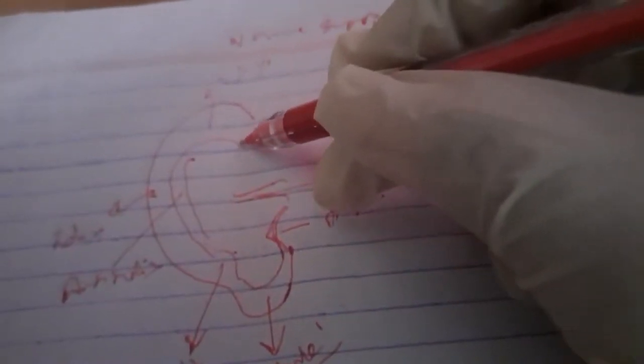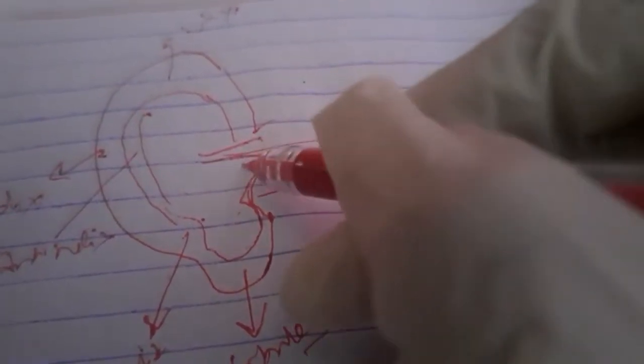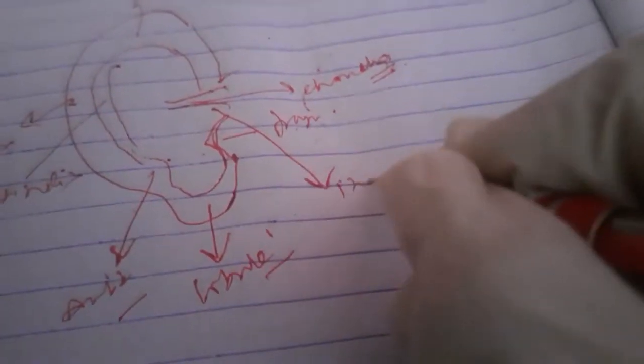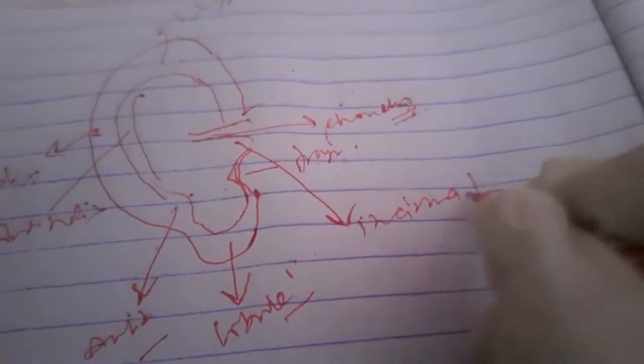and this is the root of helix or crux of helix. In between the tragus and the root of helix, there is a gap here. This is called incisura terminalis. Here is the scaphoid fossa.